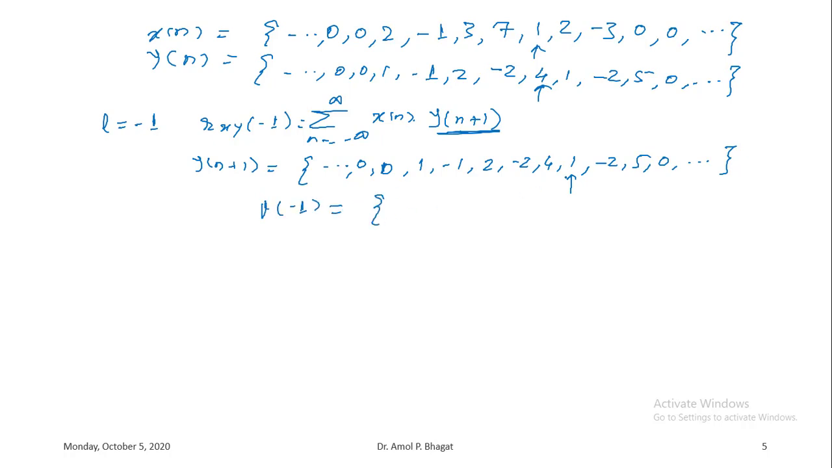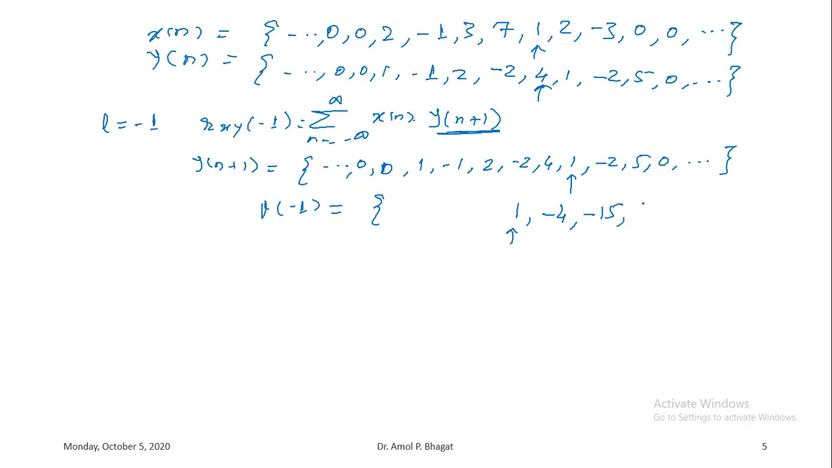Again the origin sample will get multiplied with the origin sample in x of n, that is, I am multiplying this y of n with x of n. So 1 multiplied with 1 will be 1, right? At origin. Then minus 2 value is there, minus 2 multiplied by 2 will be minus 4. Then 5 multiplied with minus 3 will be minus 15.